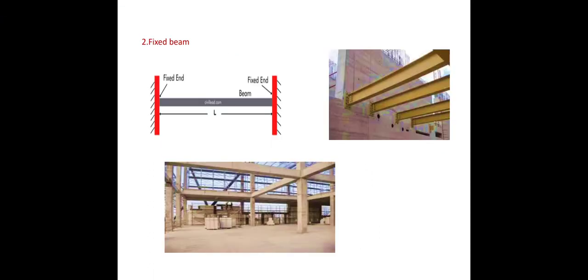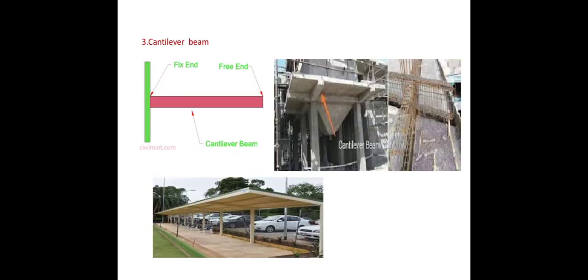So our next beam is fixed beam. The beam which is fixed at both ends is called fixed beam. So this is the real life example for fixed beam. Most of our residential building beams are fixed beams.